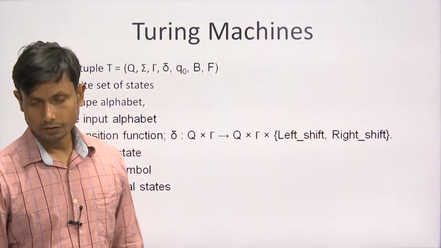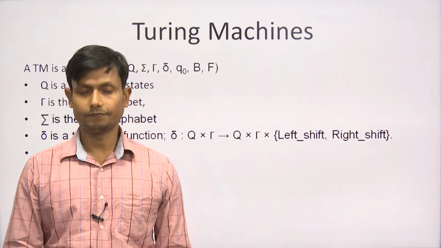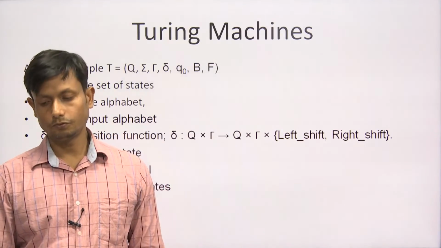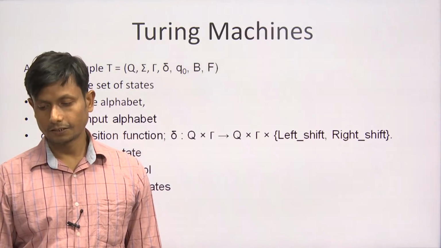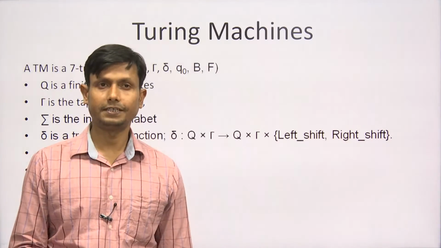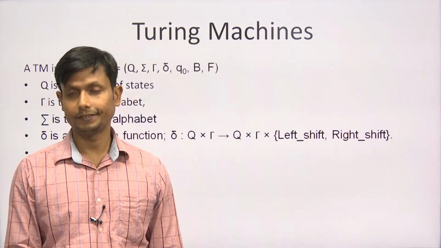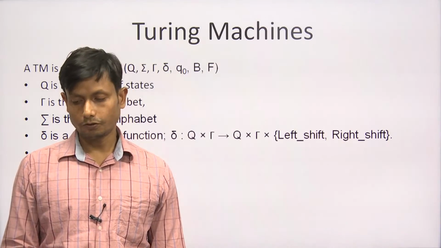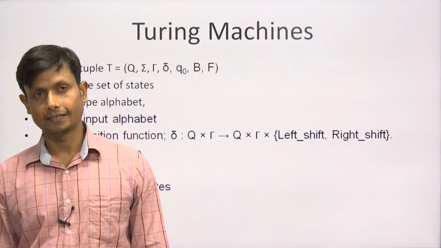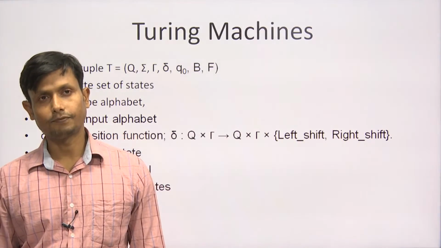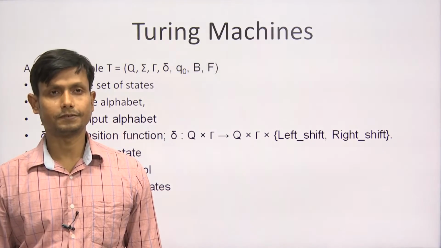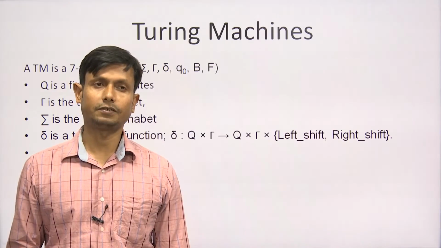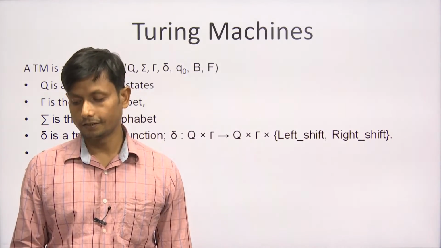Here we already know the 7 tuples of Turing machines. Q is the set of states, sigma is the input alphabet, tau is the tape alphabet, delta is the transition function, q0 is the initial state, B is the blank, and F is the final state. We already know these tuples from previous classes, so now we will discuss how to compute integer functions, only in this lecture.